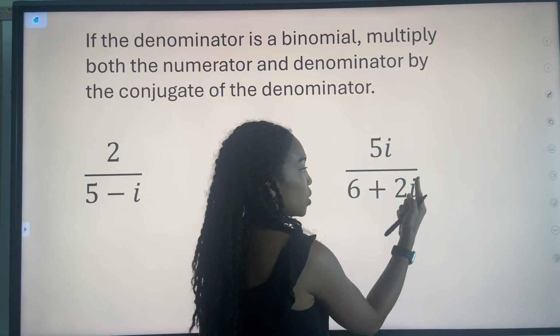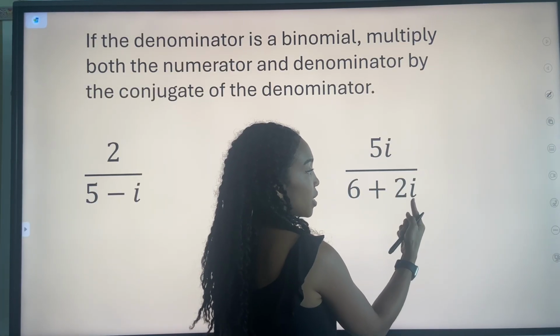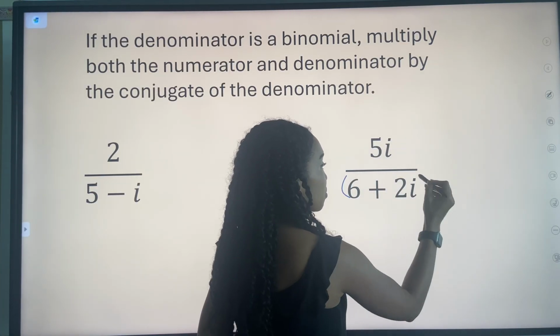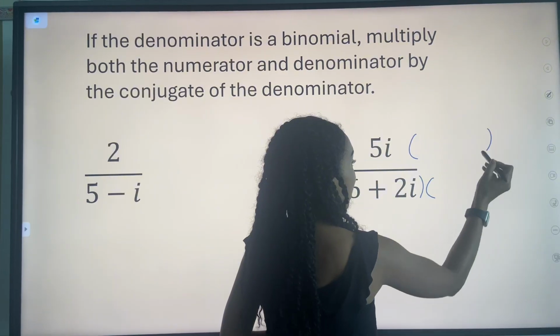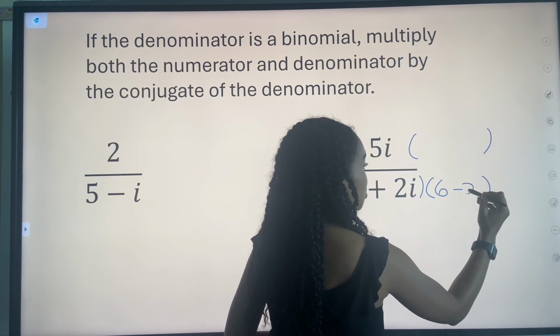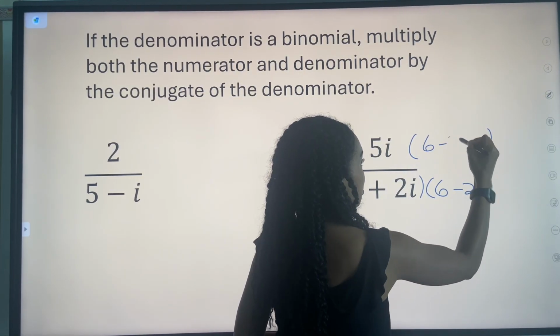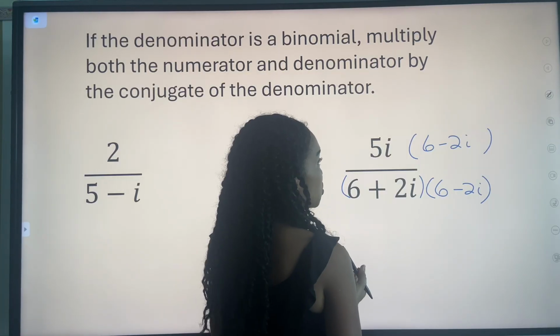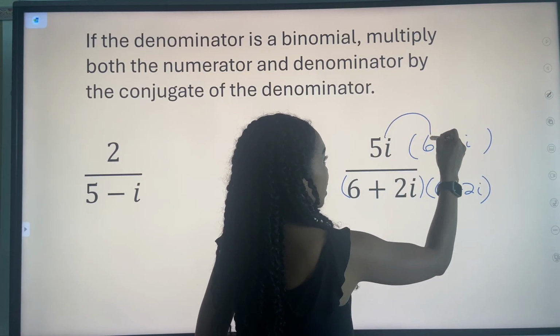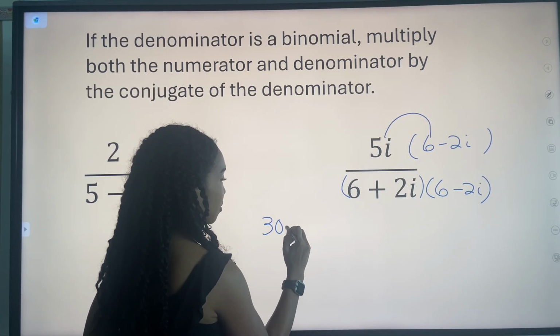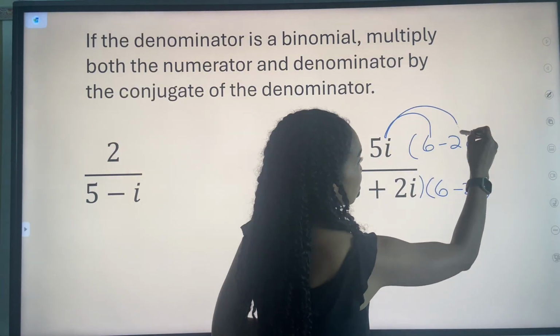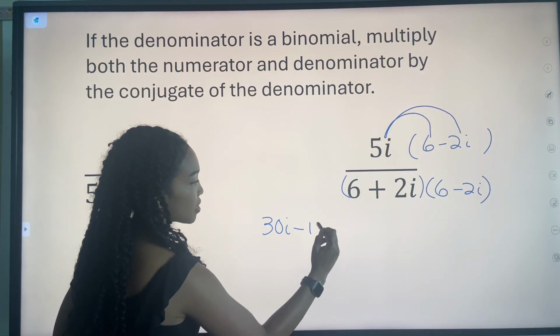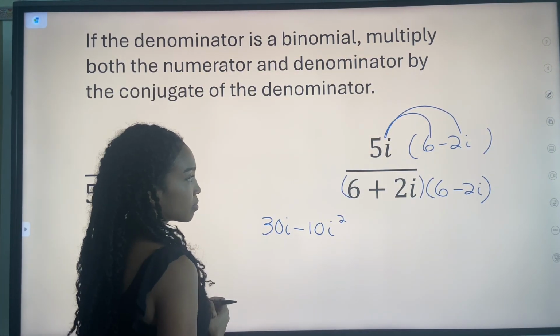For this one, we also have an i in the denominator, and that's not proper. So how to get rid of it is to multiply by its conjugate. So 6 minus 2i is its conjugate. So let's multiply. 5i times 6 is 30i. 5i times negative 2i is negative 10i squared.